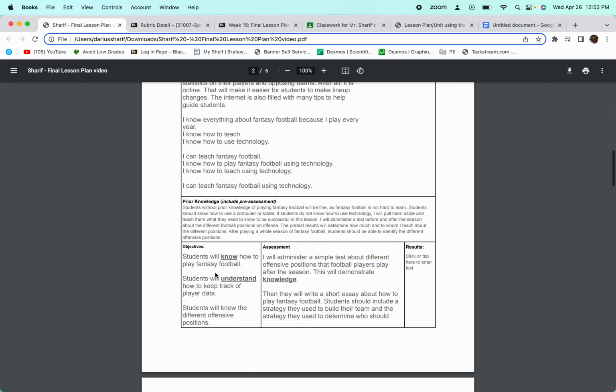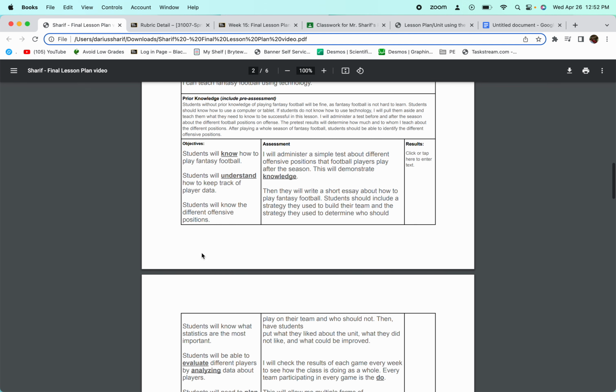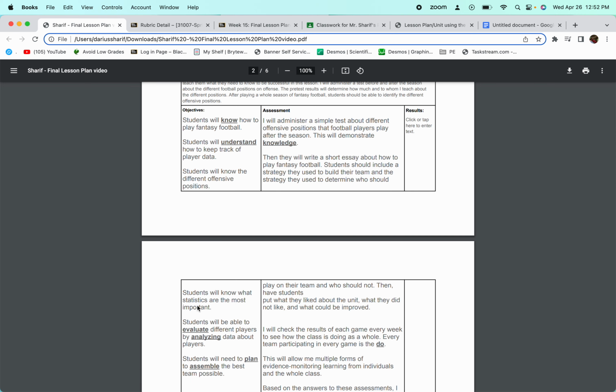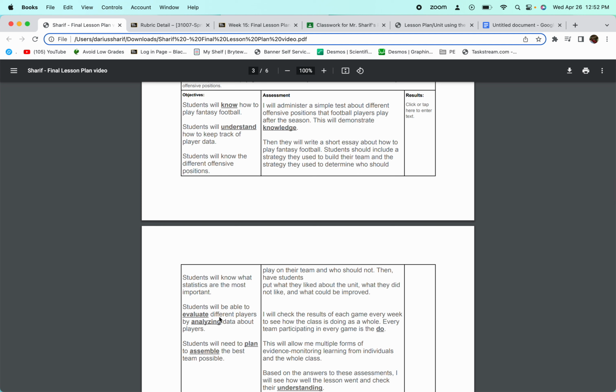Next, I have the objectives. I said students will know how to play fantasy football. Students will understand how to keep track of player data. Students will know the different offensive positions. Students will know what statistics are the most important. Students will be able to evaluate different players by analyzing data about players. Students will need to plan to assemble the best team possible.